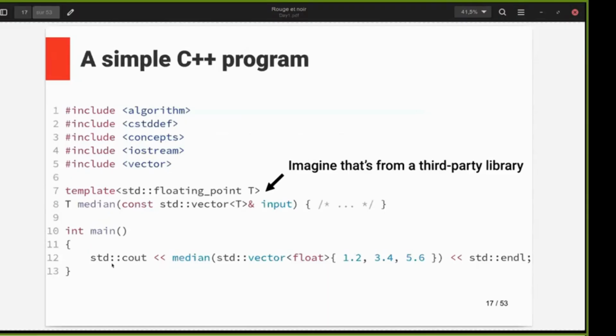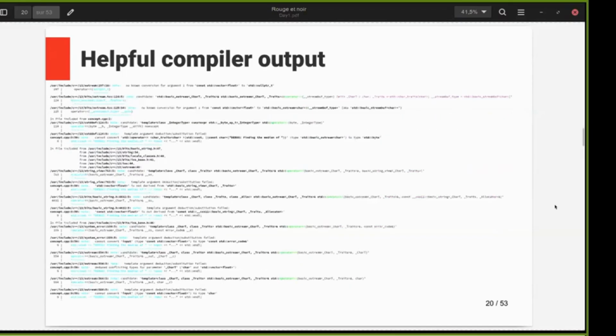To make this more concrete, let's look at a simple C++ program. So imagine I'm using some templated function from a third-party library that computes the median of a vector of floating point inputs, float, double. And in my code, I just write std::cout, I pipe in the median of some small vector, I write an end of line and flush. Should work, right? Well, until it doesn't.